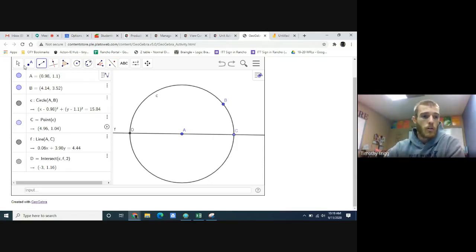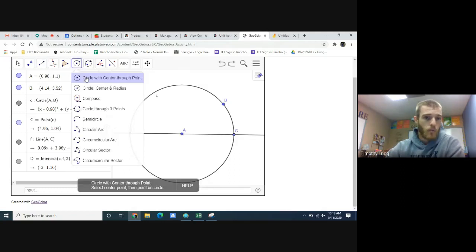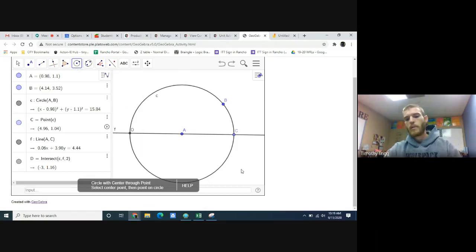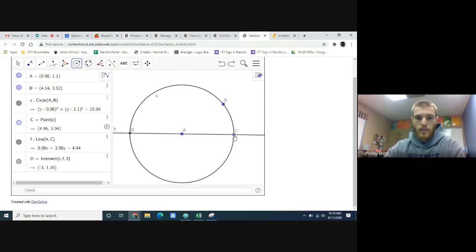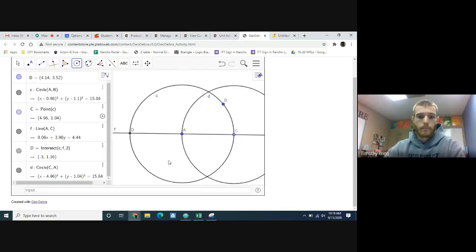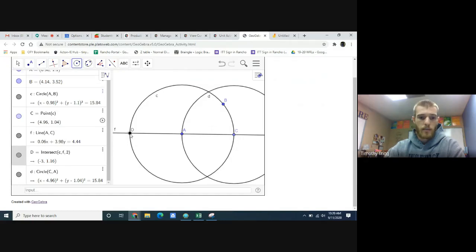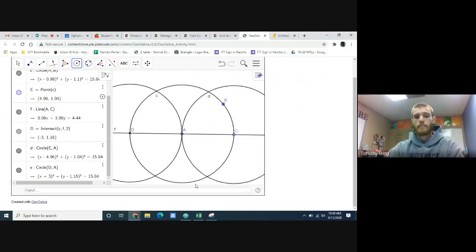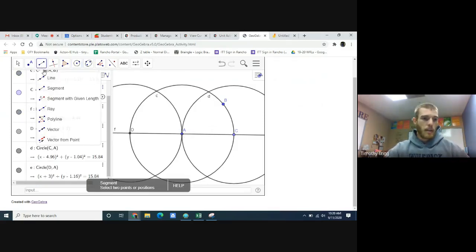So on our toolbar on top, go to the circle tool. Circle with center through point. And we're going to do the same thing we did for the equilateral triangle. So we're going to produce a circle with center at point C, and it goes to A. Similarly on the other side, same thing. Circle with center at point D, and it goes to A. Now go to your segment tool.